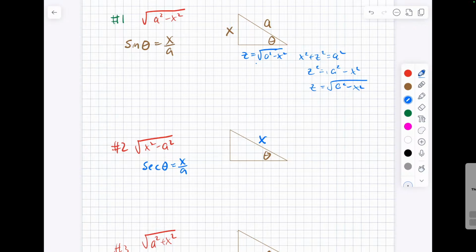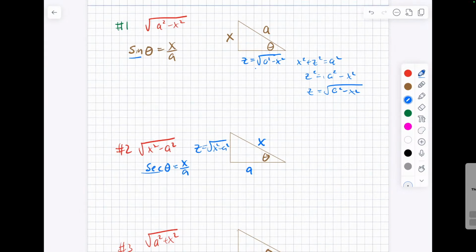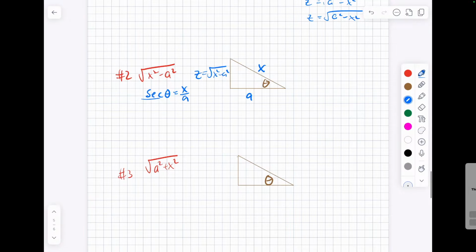And where's a? Is it the one on the left or on the bottom? A is on the bottom. You're right. And this will end up being z equal to the square root of x squared minus a squared. Some people thought a is on the opposite side, but no, a has to be on the bottom. So you can only choose sine, secant, and then the last one, of course, tangent.